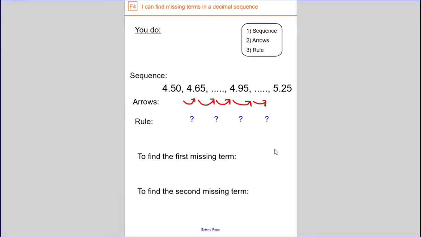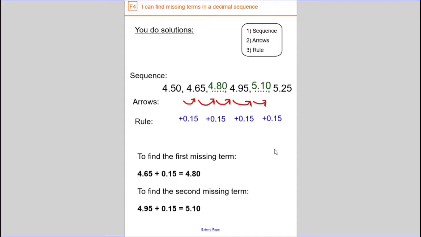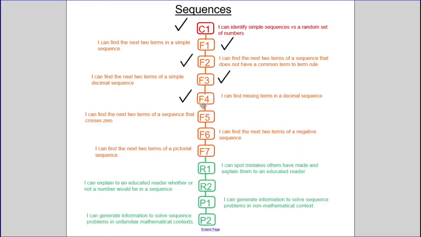Here's a question for you to have a go at. Pause the video here. Here's the solutions. Make sure that you self-assess your work. So, as you can see, we got 4.80 as our first answer and 5.10 as our second answer, as our sequence is to two decimal places. So make sure that you've done that. That's the end of F4, and in today's lesson we successfully completed F1, F2, F3 and F4.